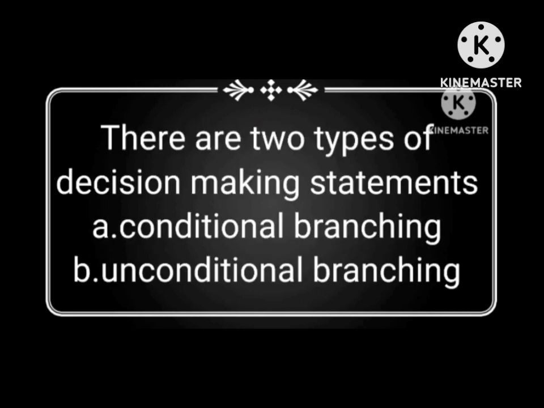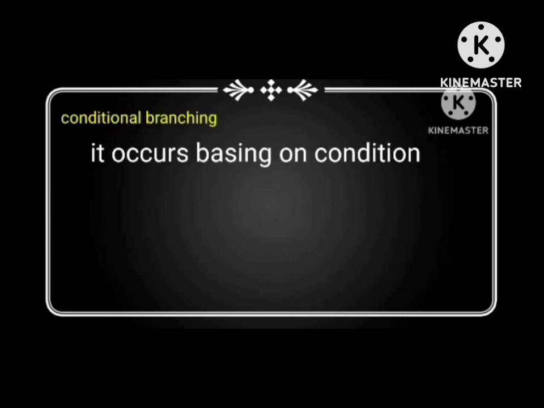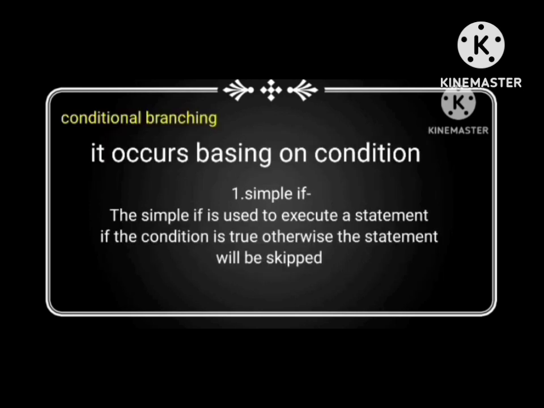There are two types of decision making statements: A. Conditional branching, B. Unconditional branching. Conditional branching statements: if it occurs based on a condition, then it is known as conditional branching.